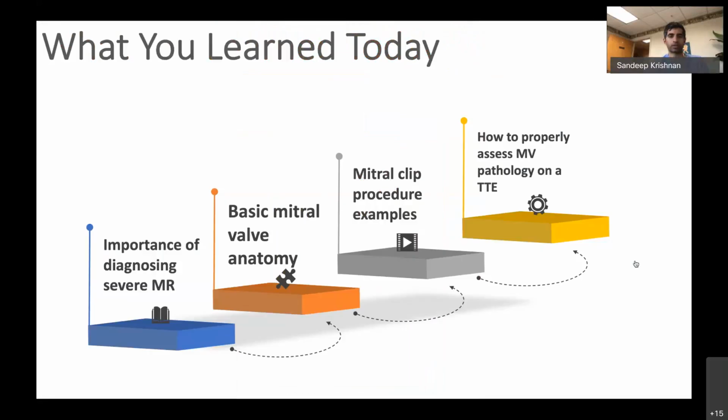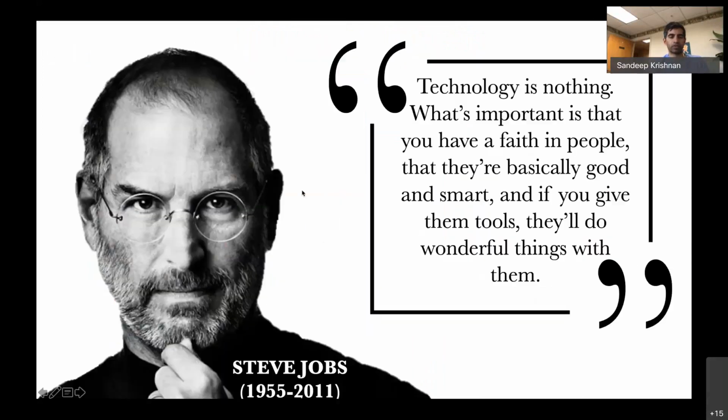So we talked about how to assess mitral valve pathology on transthoracic echo. I've shown some procedure examples. We've talked about the basic anatomy and the importance of diagnosing MR.